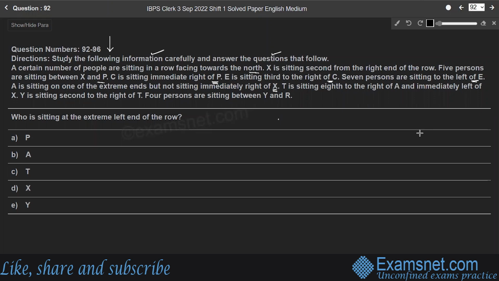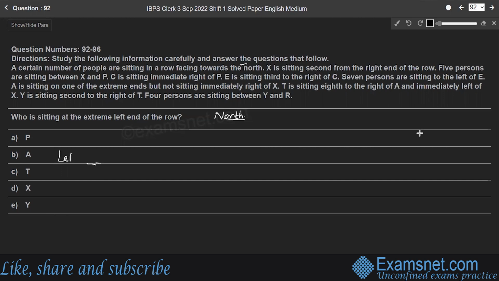T is sitting 8th to the right of A and immediately left of X, and Y is sitting second to the right of T. 4 persons are sitting between Y and R. Then who is sitting at the extreme left end of the row? So let us consider a row where a number of people are sitting facing north. North means here, right?